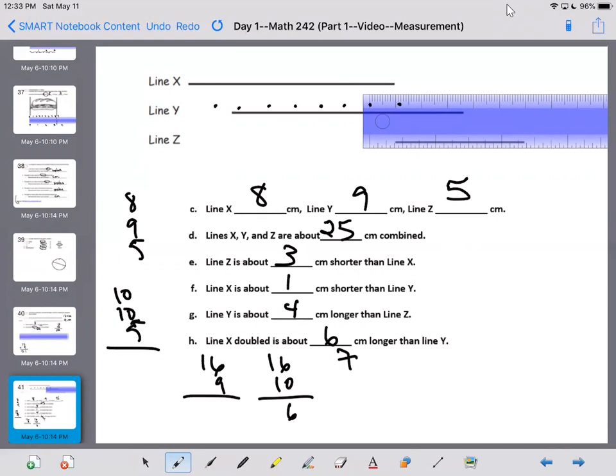That's fine. But remember, this is all about approximating and not getting the measurement exactly right when you're using the ruler, because we're still on second grade standards. We're still just approximating.